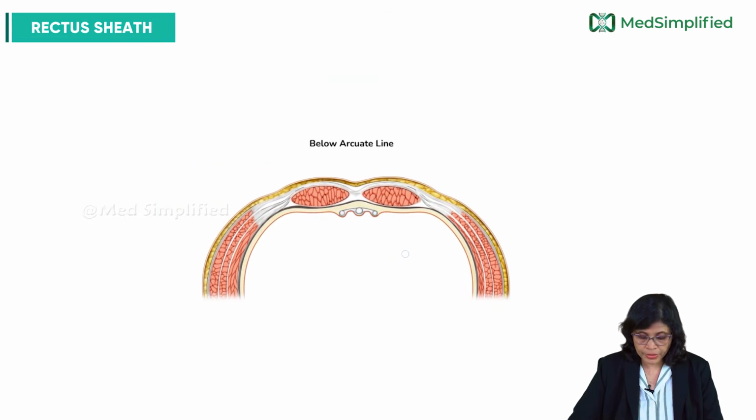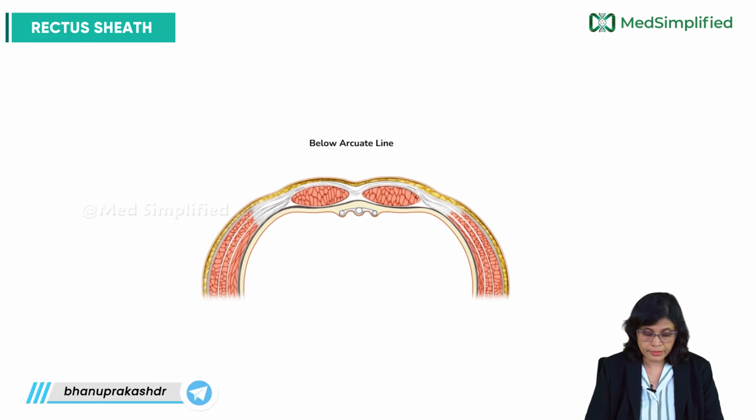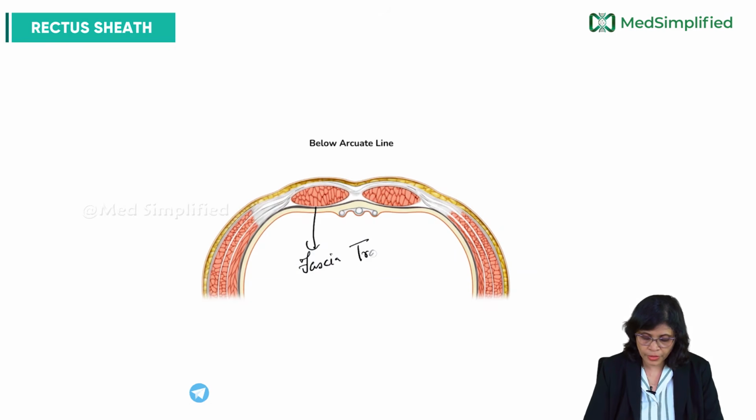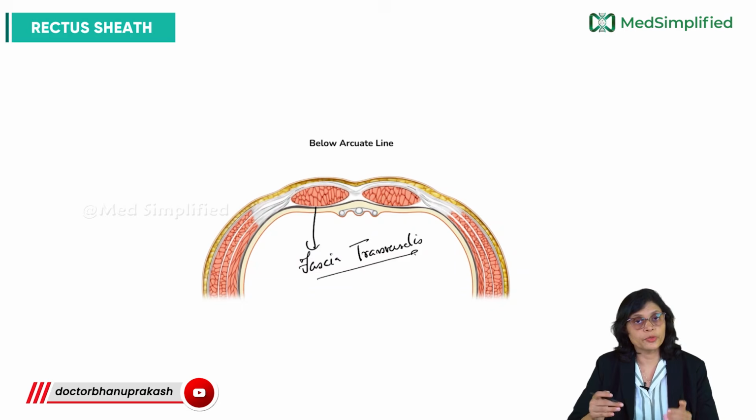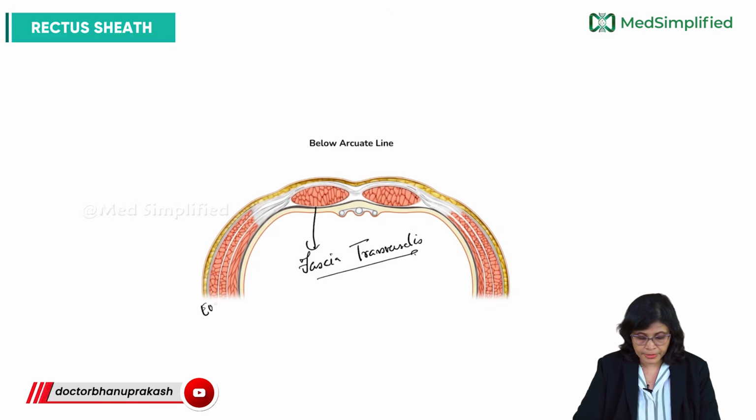And when we come below the arcuate line, here we can see the muscle is in direct contact, that is, posteriorly it will be in direct contact with the fascia transversalis because the wall is deficient. Okay, so it will be direct contact here, and we can see the anterior wall formed by the aponeurosis of all the three muscles.